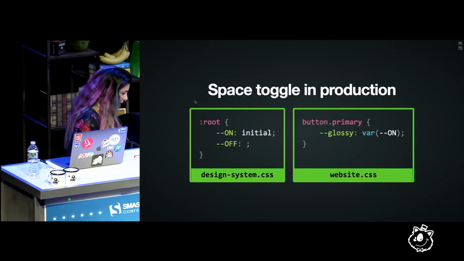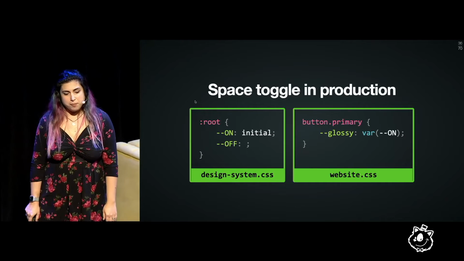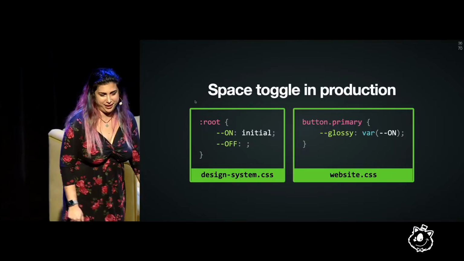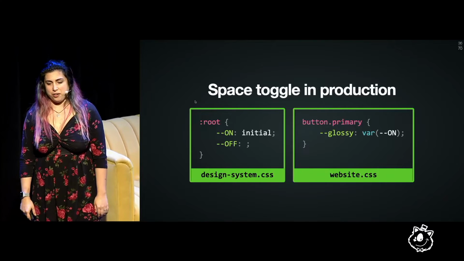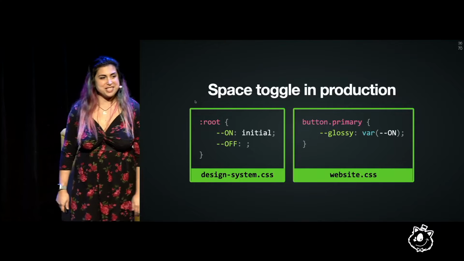And every time someone comes across space toggle, they're like, okay, yeah, haha, that's fun, but I cannot use this in production. My teammates would kill me. Or, I cannot possibly send a pull request with this. They're gonna kick me out of the team.